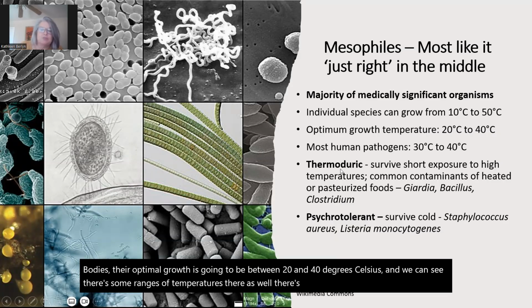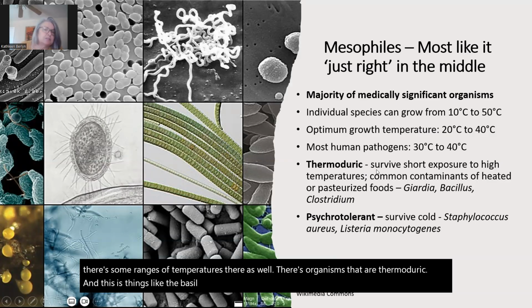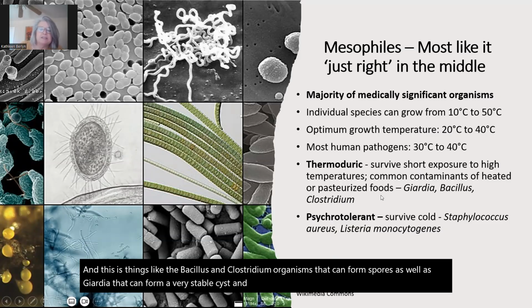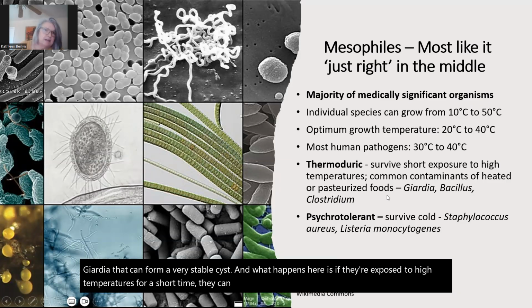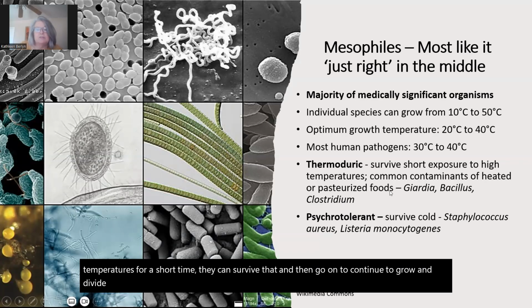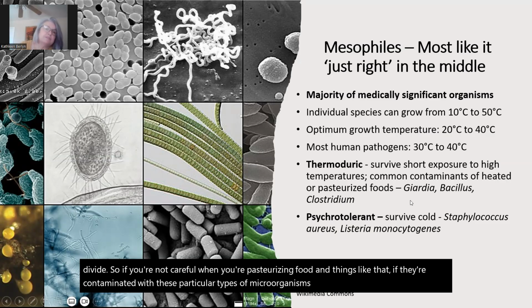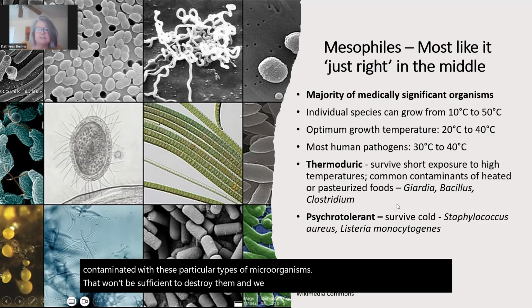There are organisms that are thermoduric, and this is things like the Bacillus and Clostridium organisms that can form spores, as well as Giardia that can form a very stable cyst. And what happens here is if they're exposed to high temperatures for a short time, they can survive that and then go on to continue to grow and divide. So if you're not careful when you're pasteurizing food, if they're contaminated with these particular types of microorganisms, that won't be sufficient to destroy them. And we often will see this kind of contamination in certain food products.